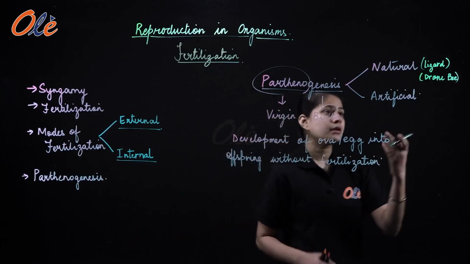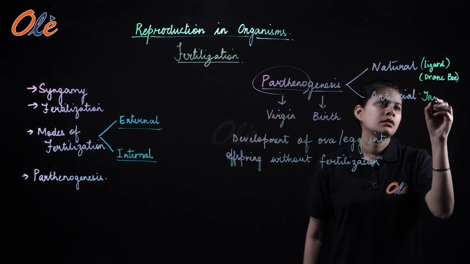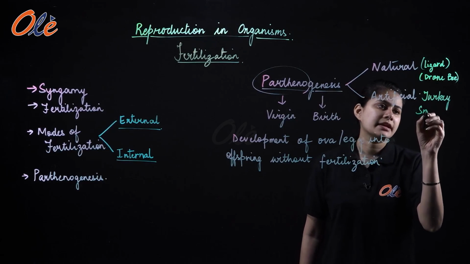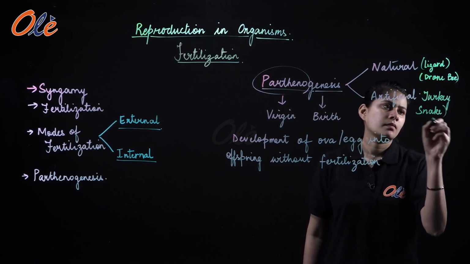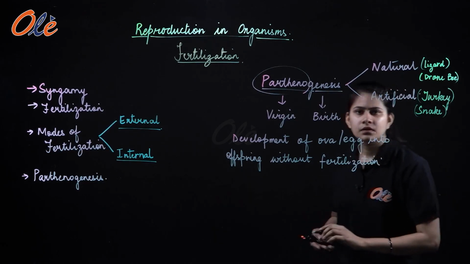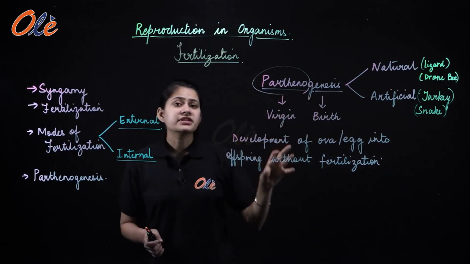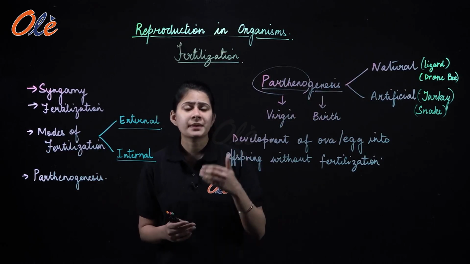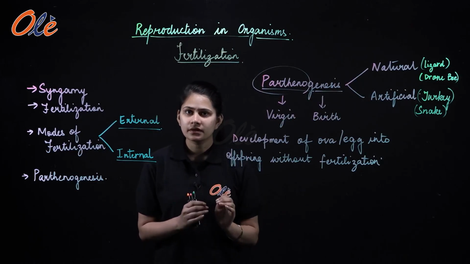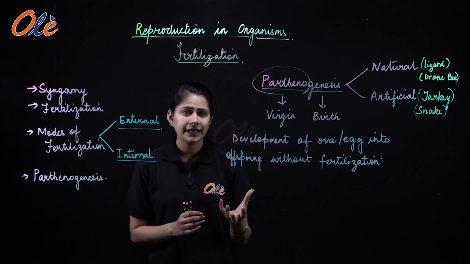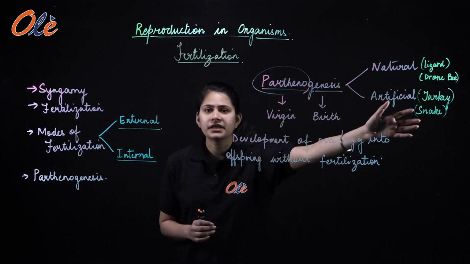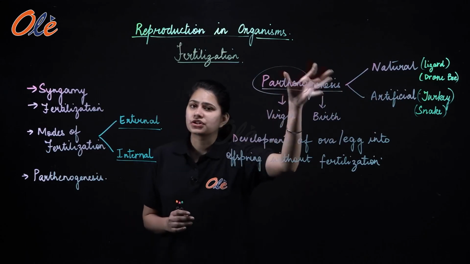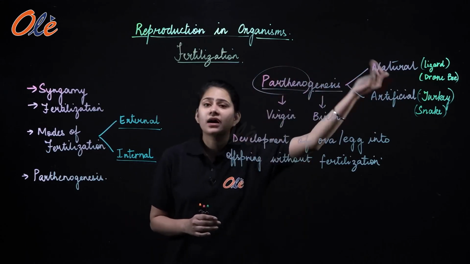For example, we have done this in birds, in turkey and hen. We have done it in snakes, right? So there are several species in which artificial parthenogenesis can be induced by changing certain conditions of the egg, right? And here human intervention is necessary. So I hope you have understood how parthenogenesis happens and what it basically is.